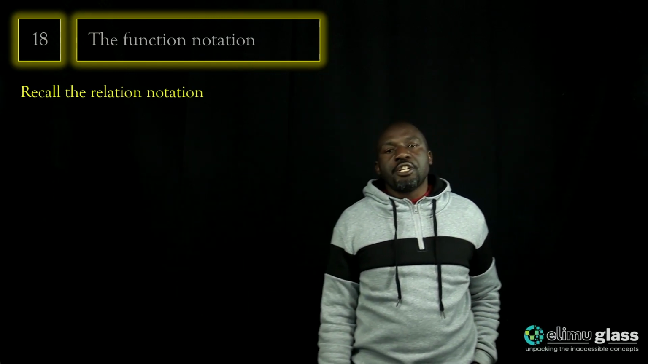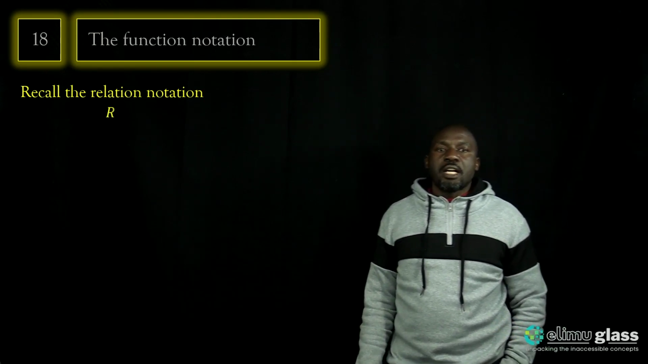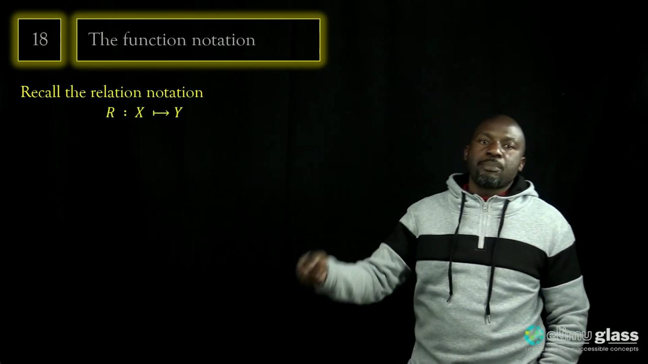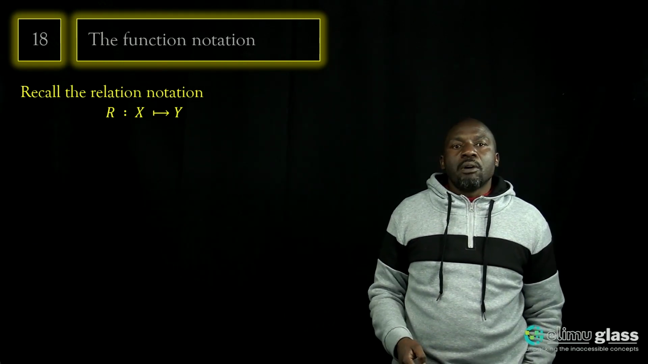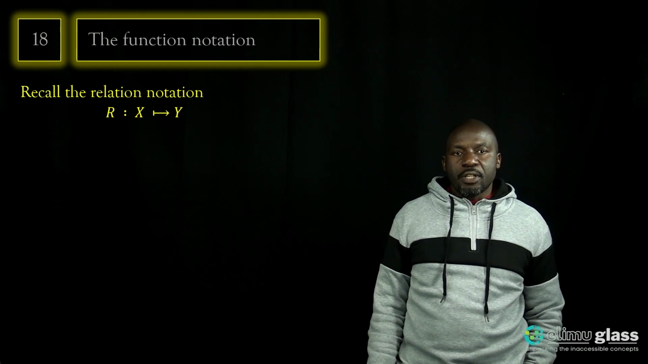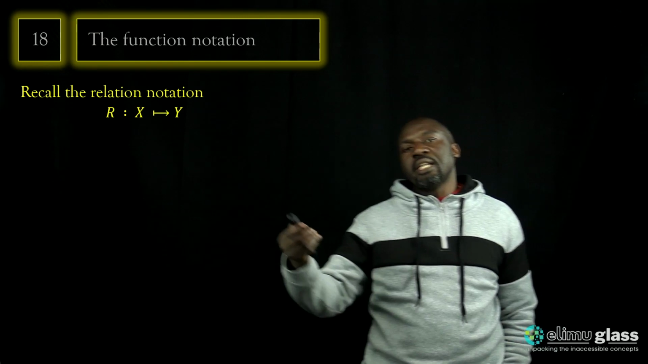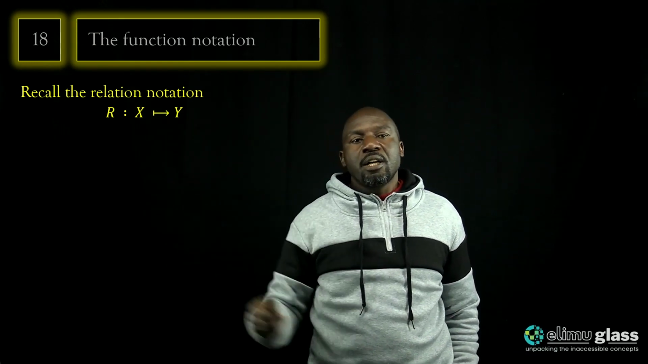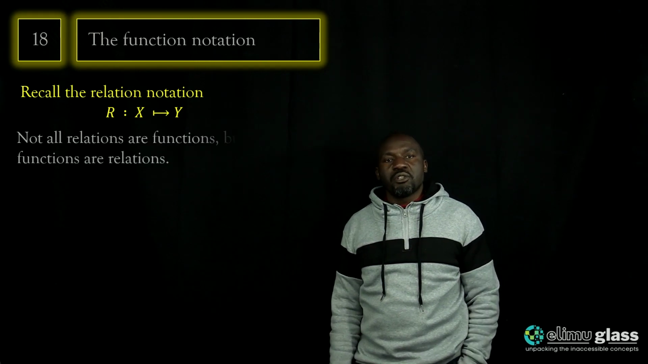The function notation is really straightforward. We recall the relation notation as R is such that x maps onto y. We will not spend a lot of time here. We are towards the end now. So this is what we refer to as the relation notation. If a relation is a function, then we simply replace the R there with f. So when we see f, we know that we are referring to a function.